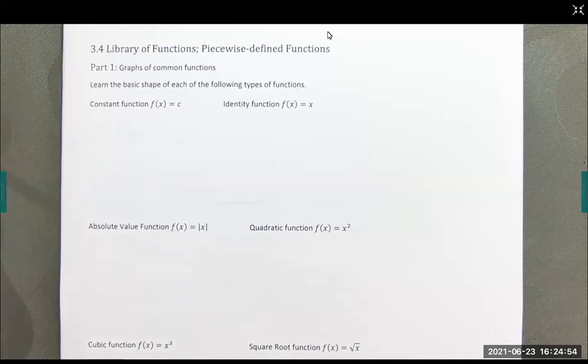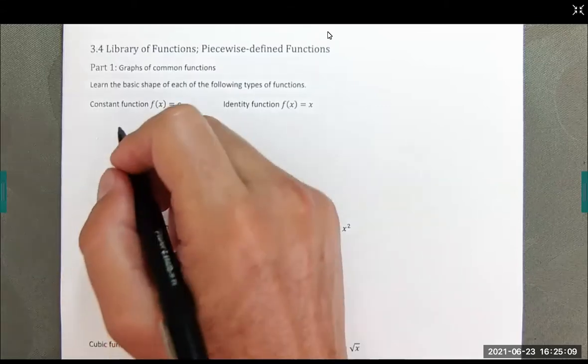Hey, welcome back, everybody. We're to the fourth installation of chapter 3. And we're going to start out with this one, drawing all of the really basic graphs that we have. This, of course, isn't all of them, but this is a good chunk of the basic ones.